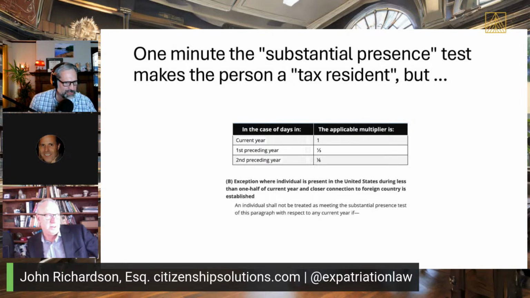Now, this is what's interesting, right? So all of a sudden, you're a U.S. tax resident. Okay. That is bad news. That's like a seriously bad diagnosis for somebody. It's getting the worst news. It's hard to imagine anything that can be worse. Well, actually, not entirely.